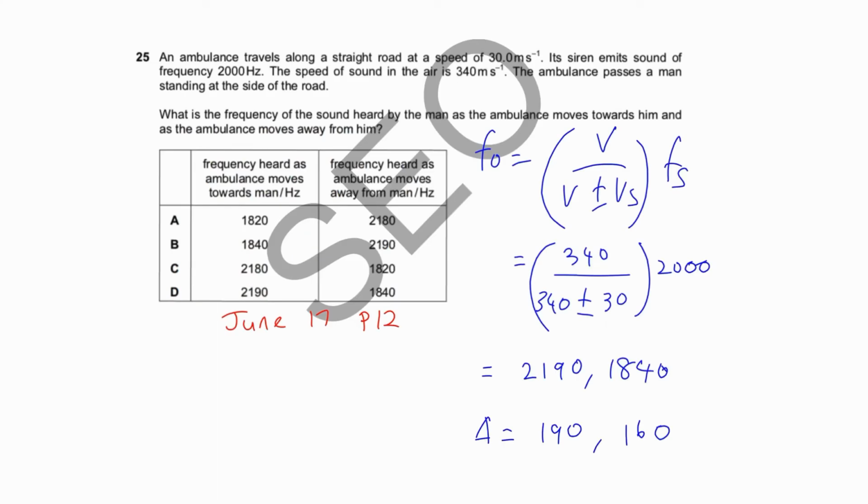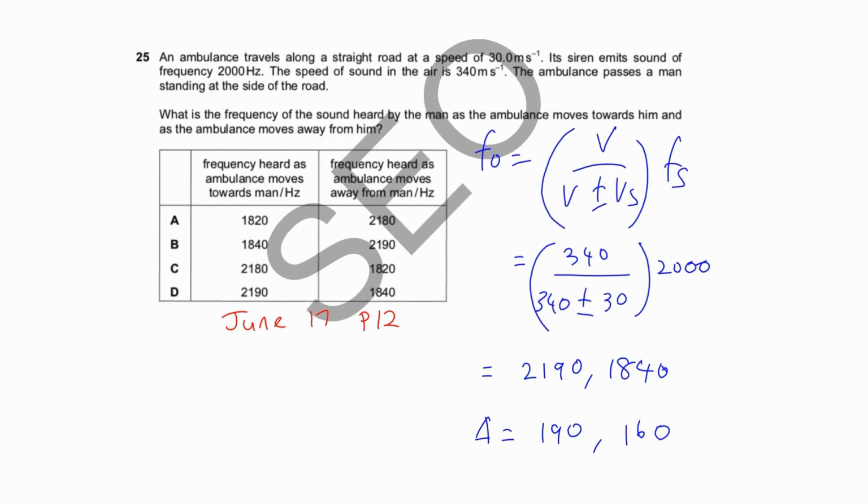For this question, they gave you an ambulance which is traveling along a straight road with this speed. It then emits a siren sound of this frequency. Now the speed of sound is given. The ambulance passes a man standing at the side of the road. So what is the frequency of the sound heard by the man as the ambulance moves towards and away? Don't worry, the formula is given in your data sheet as this.